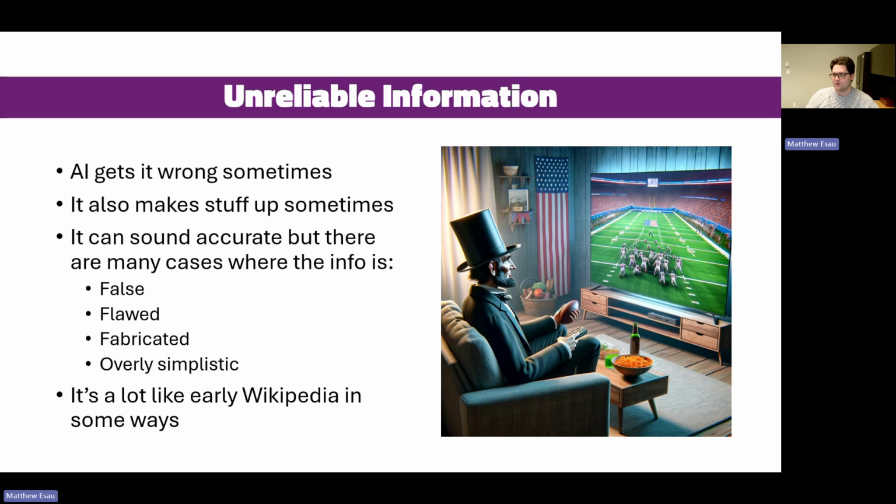Another issue, I've mentioned this a few times: AI gets it wrong sometimes, and it also makes stuff up sometimes. We talked about hallucinations. It can sound accurate, but there are a lot of cases where the information is false, flawed, fabricated, overly simplistic, trying to fit the echo chamber that you're in, trying to make you like it. It's meant to serve, and so it can sometimes patronize us and not give us really honest answers.